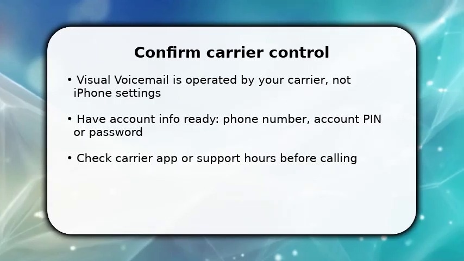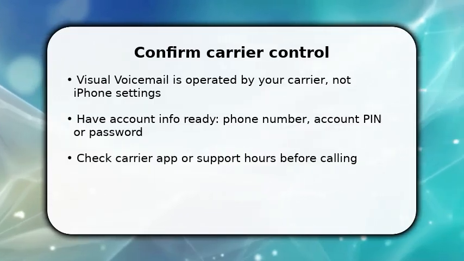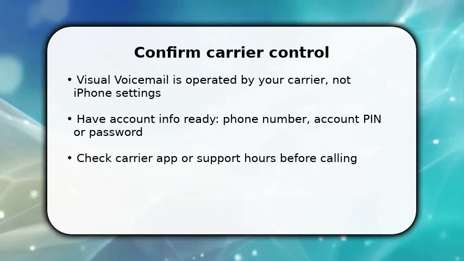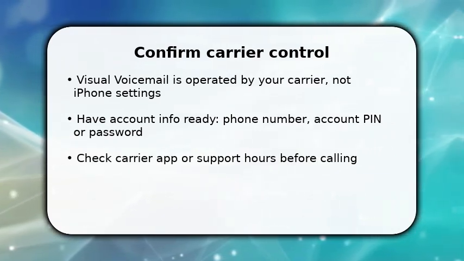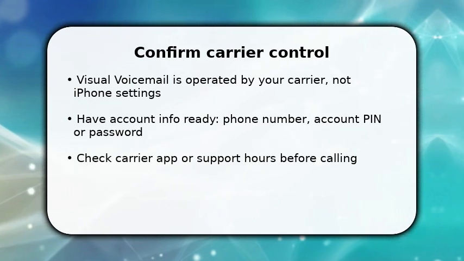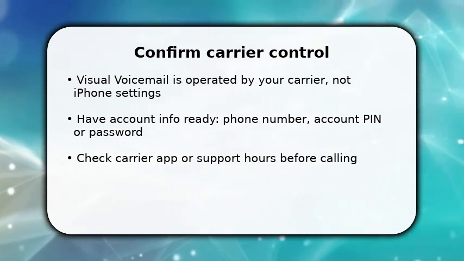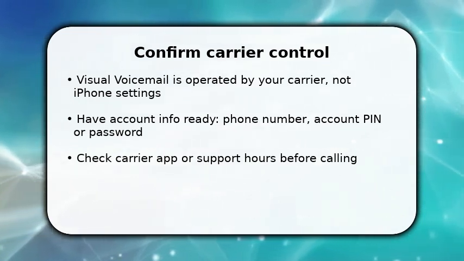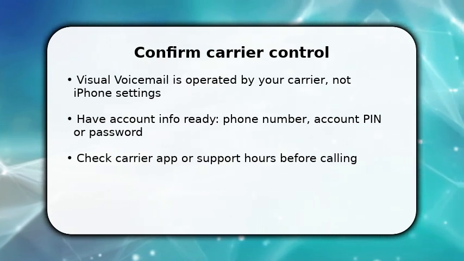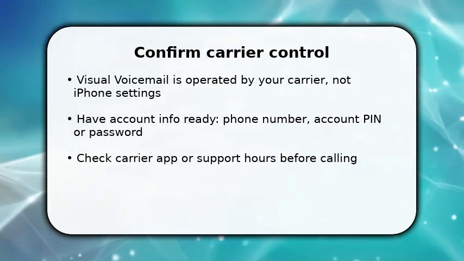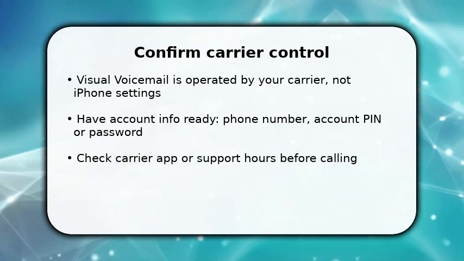Enjoy the video. You need to start with the carrier because visual voicemail lives on their servers. Call or use the carrier app now. Have your account PIN ready. Ask them to disable or remove visual voicemail on your line. That is the only reliable method. Once they confirm the change, make a note of any confirmation ID.